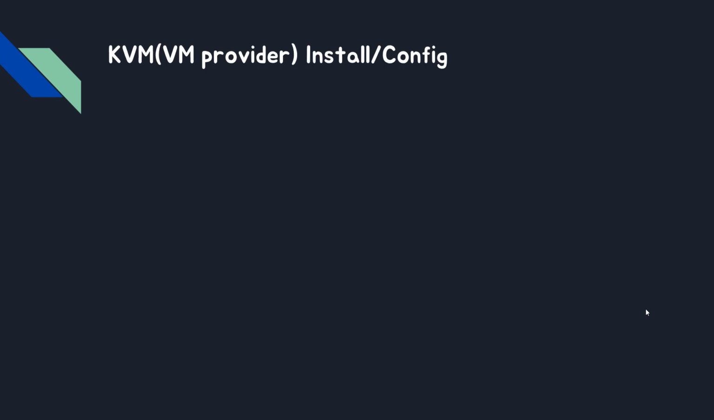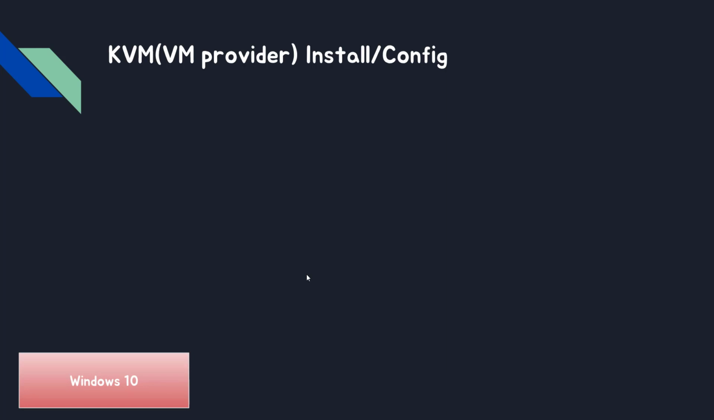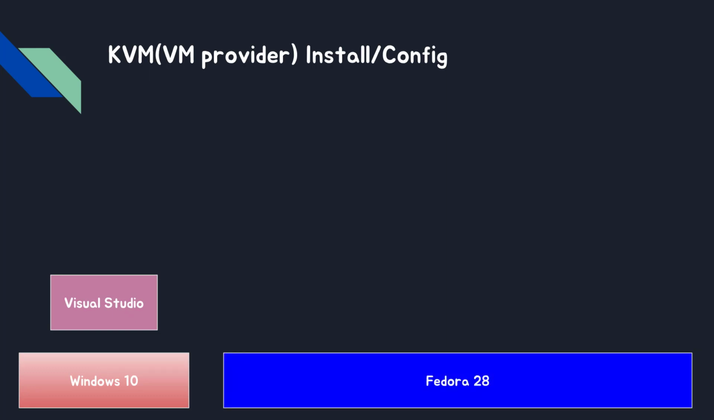First, KVM install and configuration. We have Windows 10, and there is Visual Studio. We already installed that. And there is Fedora 28. That is a real test environment for Ansible. First, we will execute the Ansible script from Visual Studio. Then Visual Studio connects to the Fedora 28 and copies all Ansible playbooks and roles as well. Then Fedora 28 gets that playbook and the Red Hat Ansible engine will execute that playbook.